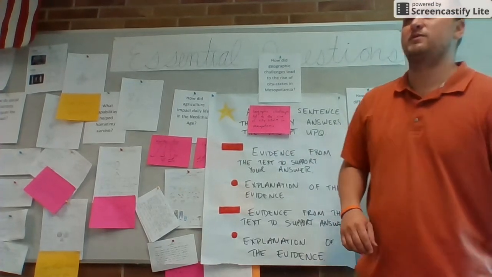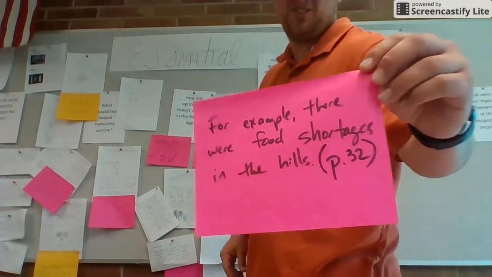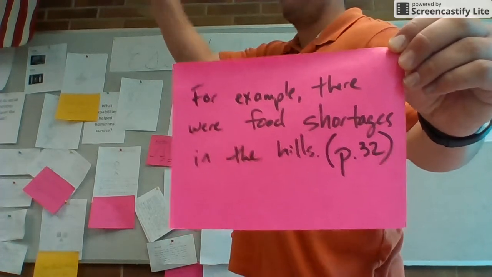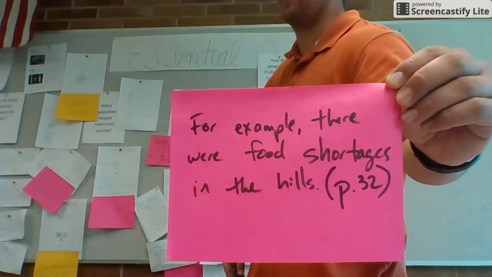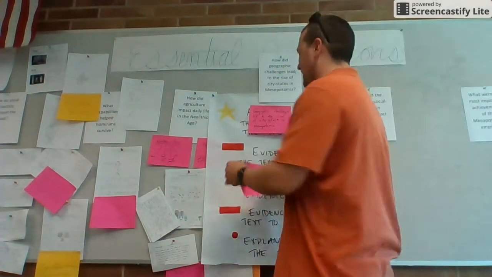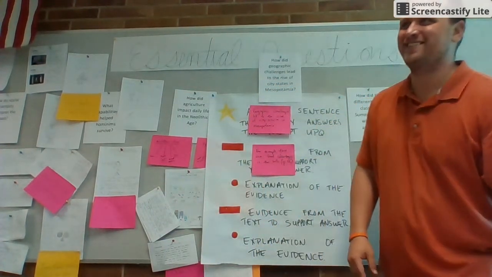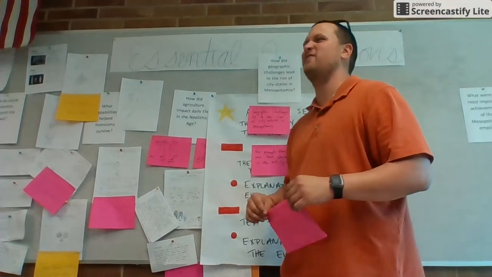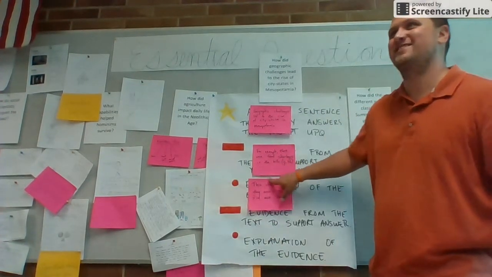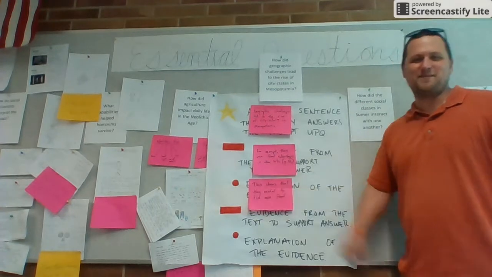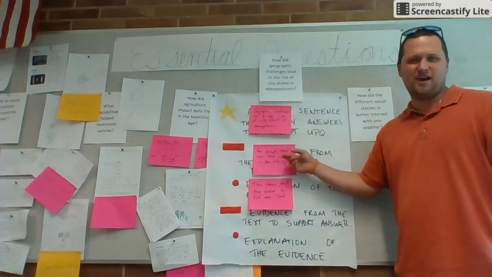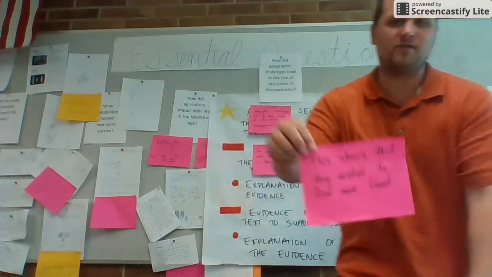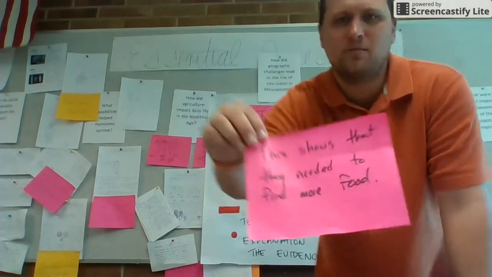The first one I found as I was reading was on page 32, and you can see that I marked it page 32. It says, for example, the food shortages in the hills. This is my evidence. And for any piece of evidence, you need some analysis or an explanation. Your analysis is usually your "this shows" statement. Here I have an example of why there were geographic challenges, and I have an analysis that says this shows that they needed more food.